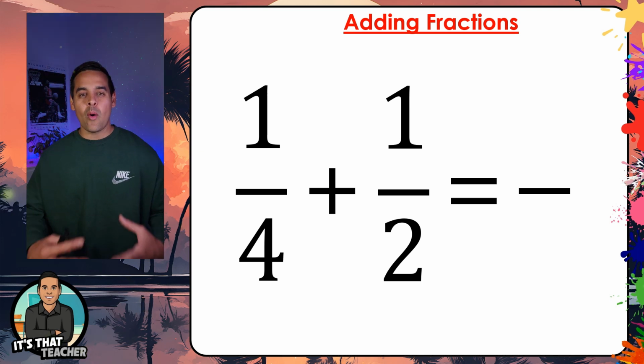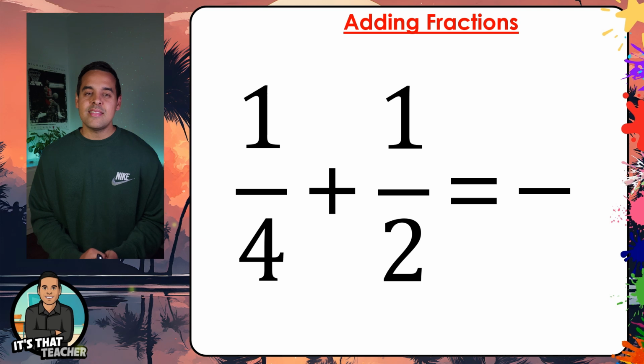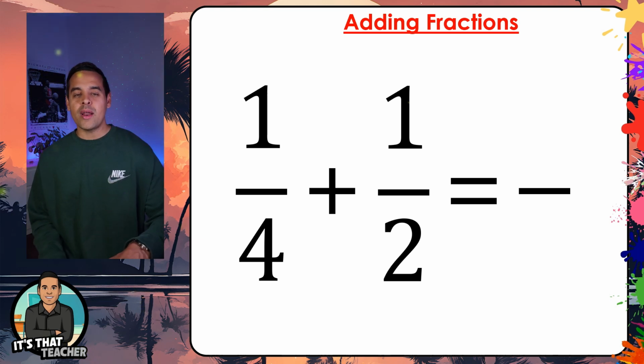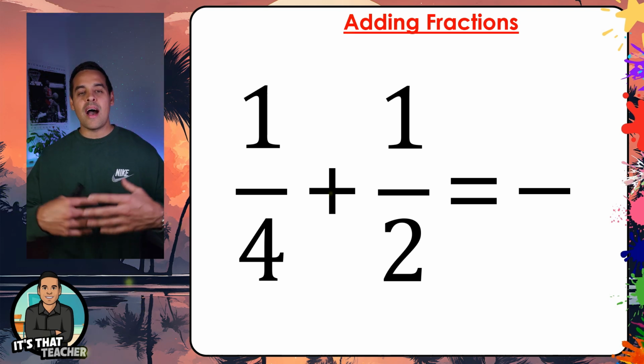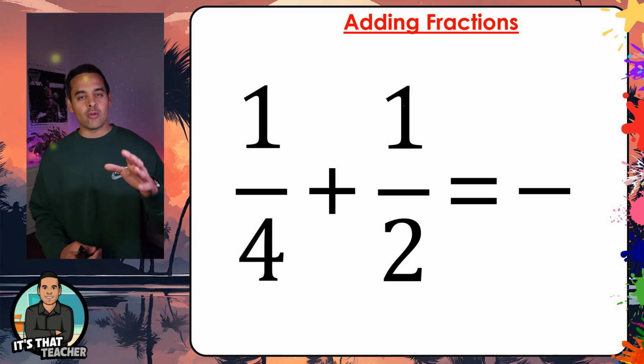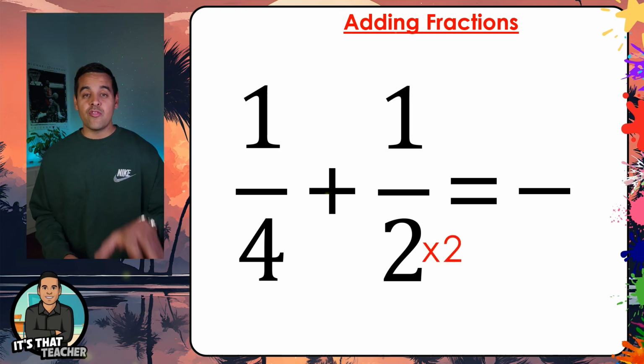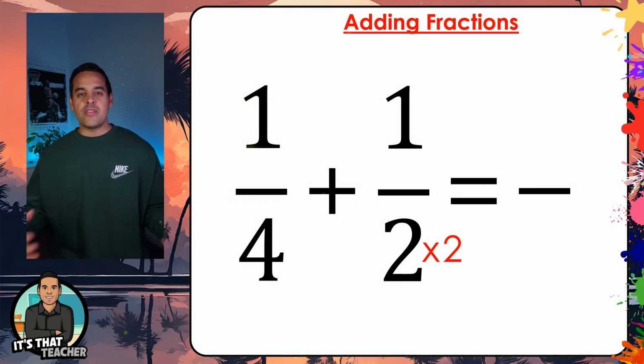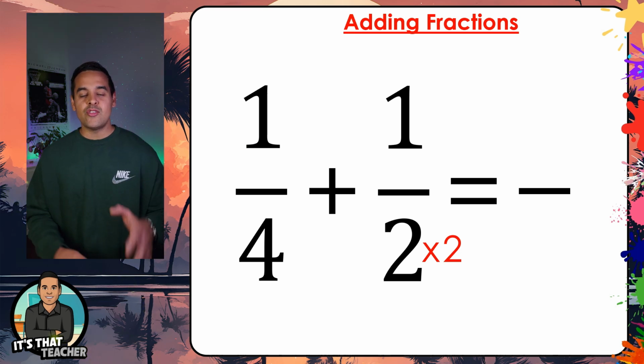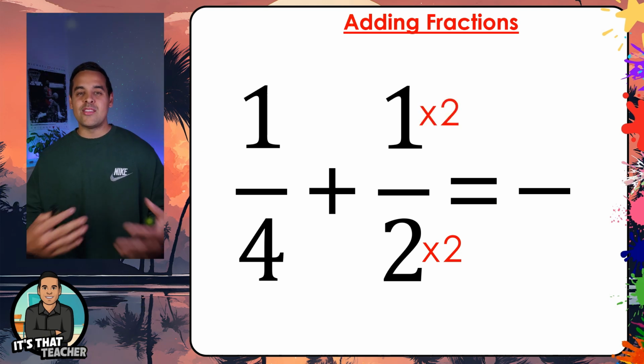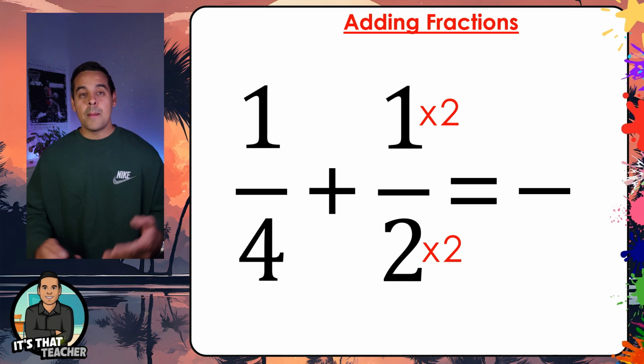Let's start with the 1/2. Now, you need to think, what do I need to do in order to make the 2 a 4? So what do we need to multiply 2 by to equal 4? That answer is going to be 2. Now, the golden rule with fractions is whatever you do to the denominator, which is the bottom number in our fraction, you need to do exactly the same thing with the numerator. So, you need to times 1 by 2 and you need to times 2 by 2.